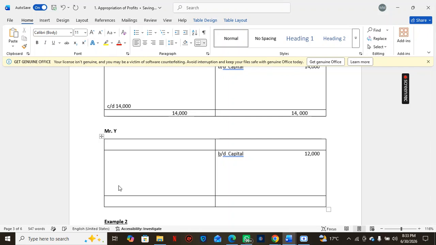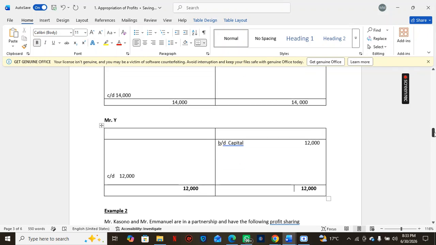Here, balance carried down, C/D, about 12,000. Okay. The accounts are just going to remain like this until either one of them dies or withdraws from the partnership, or they introduce new capital, right? But the accounts will just stay like this. As the name even suggests, this is a fixed capital account. So it will be rarely changing.